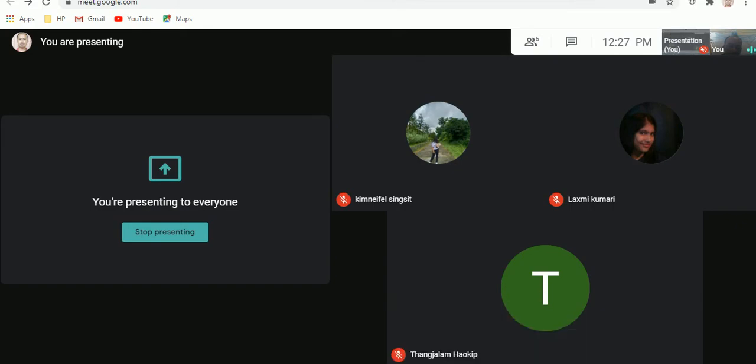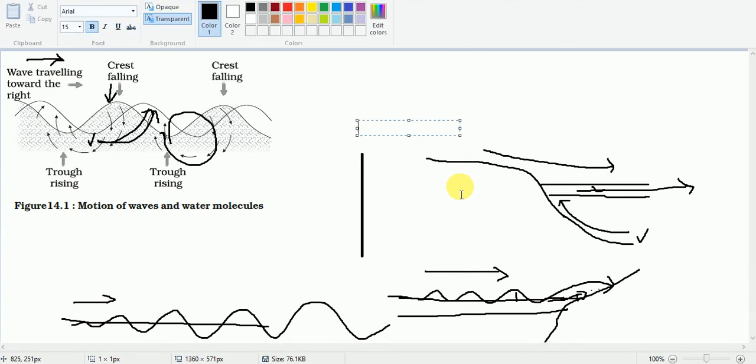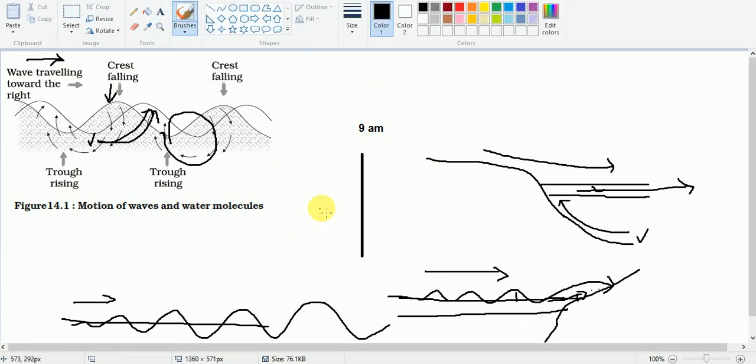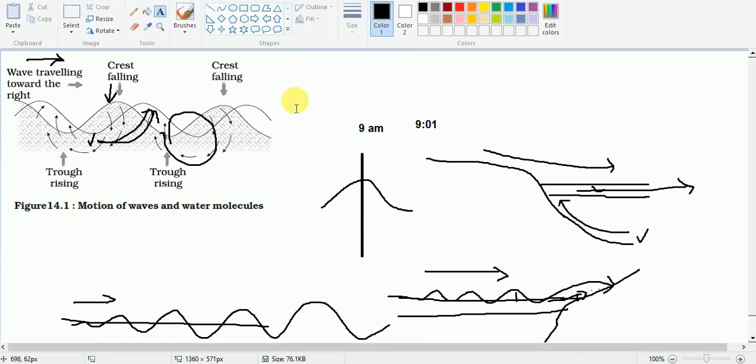Let us say this is a fixed point, and, for example, at 9 a.m. a wave crest has passed through this particular fixed point. Then after 1 minute, another wave crest is passing through. That means we have a difference of 1 minute, and this 1 minute is known as the wave period.